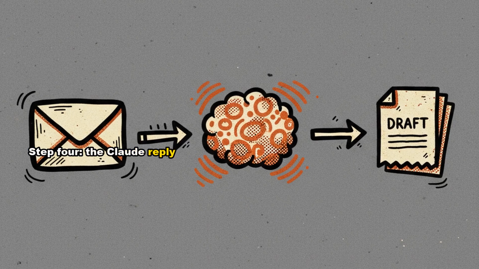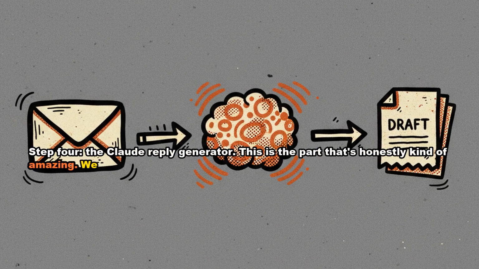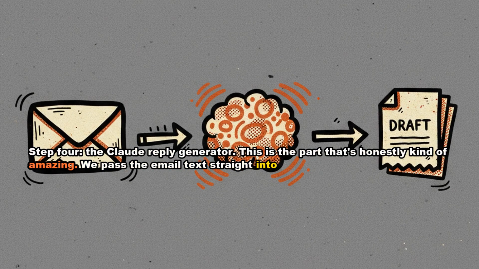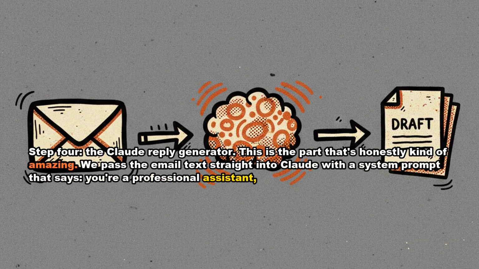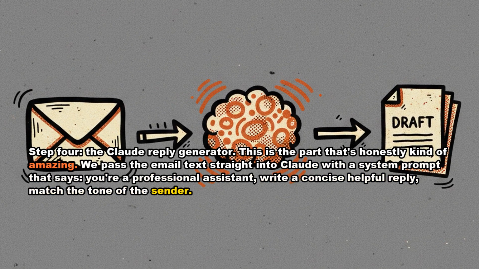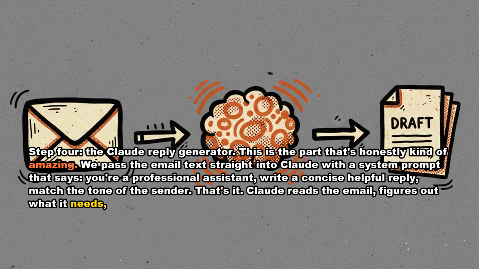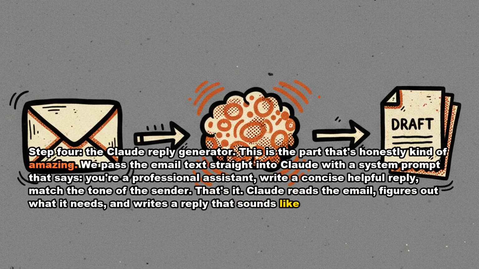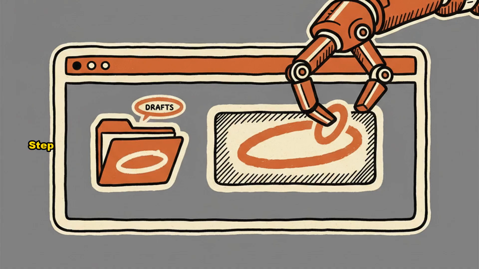Step 4. The Claude reply generator. This is the part that's honestly kind of amazing. We pass the email text straight into Claude with a system prompt that says, "You're a professional assistant, write a concise, helpful reply. Match the tone of the sender." That's it. Claude reads the email, figures out what it needs, and writes a reply that sounds like you. One API call. Here's the function. It's 12 lines.